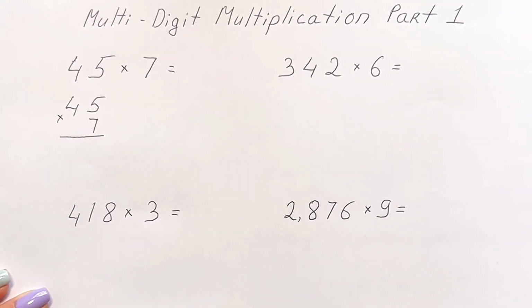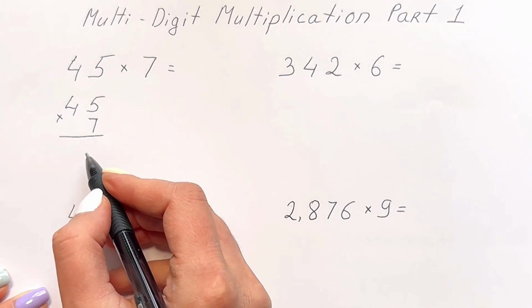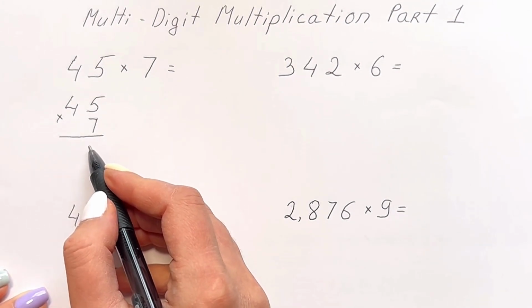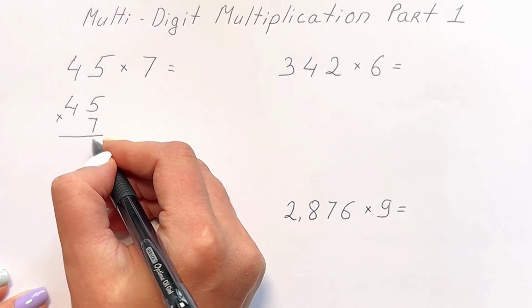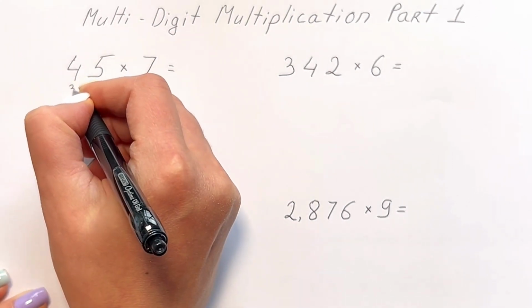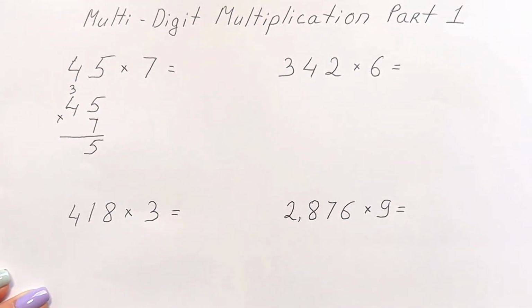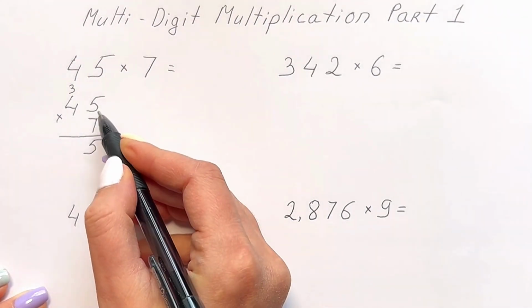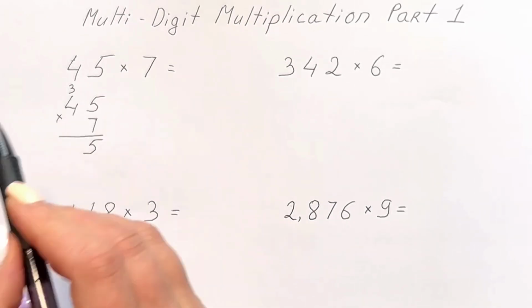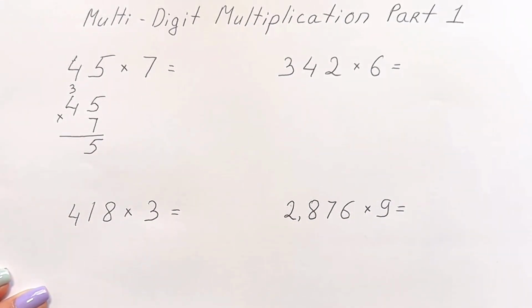Okay. 7 times 5 is 35. 35, it's not a one-digit number. It has 3 tens and 5 ones in it. So what we're gonna do, we will put 5 in a ones place and carry 3 tens to the tens place. Okay, so 7 times 5 is 35. We will put the 5 and carry the 3 to the tens place.